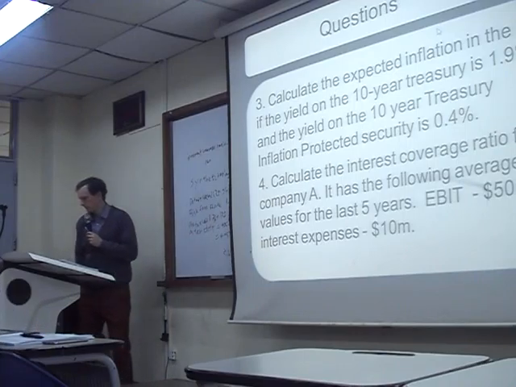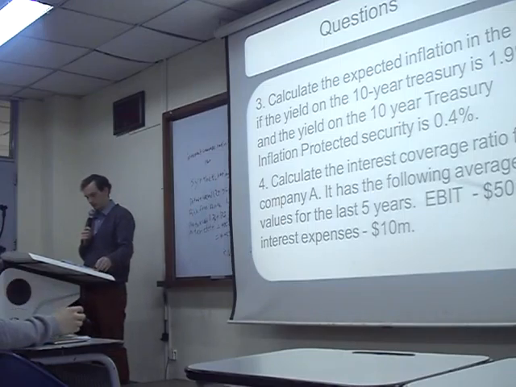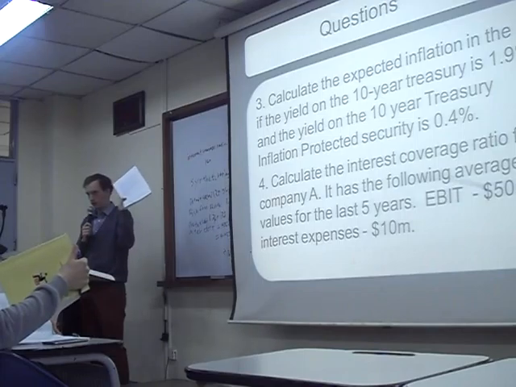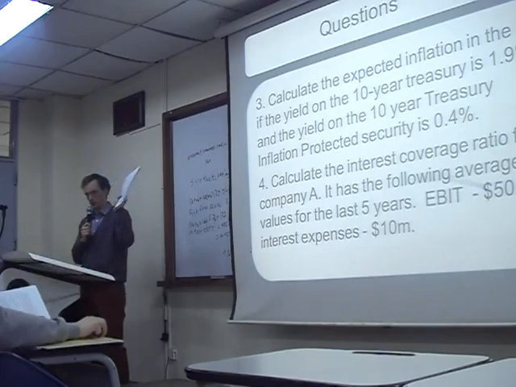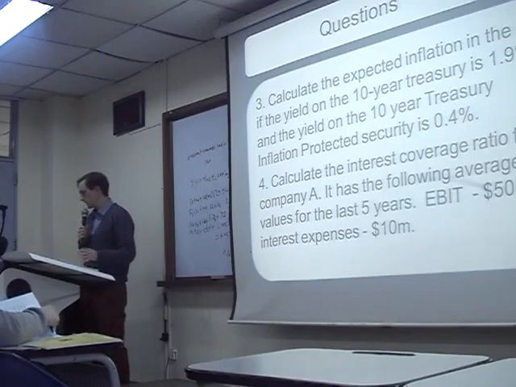Next question. Calculate the expected inflation in the US if the yield on the 10-year treasury is 1.9%, and the yield on the 10-year treasury inflation-protected security is 0.4%. So we can find that one in the next part of page 40, right just below, over the TIPS. We should understand what the TIPS are.